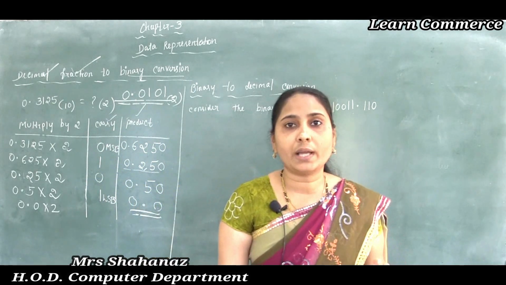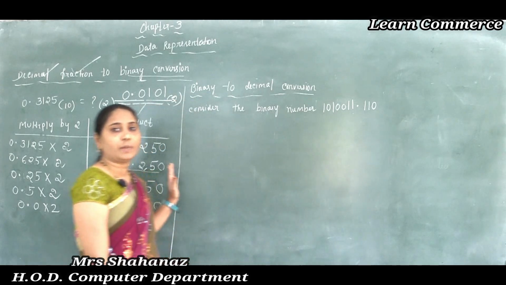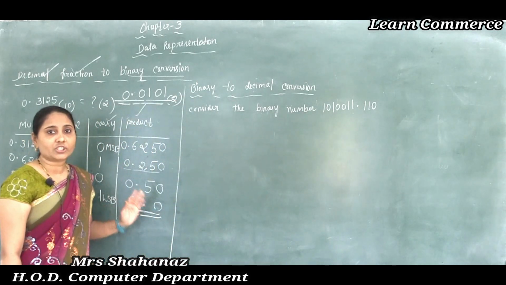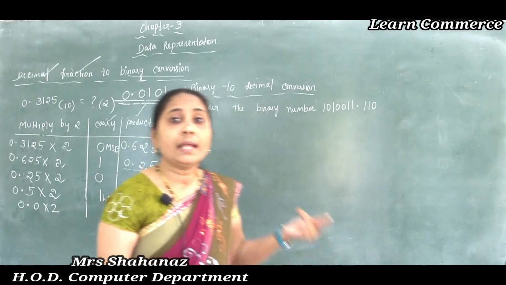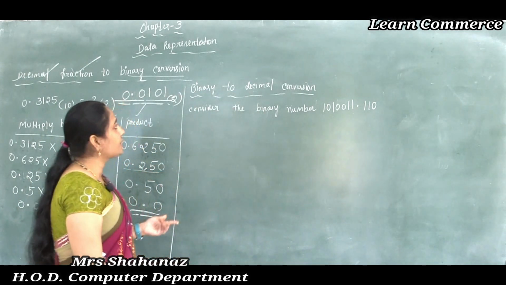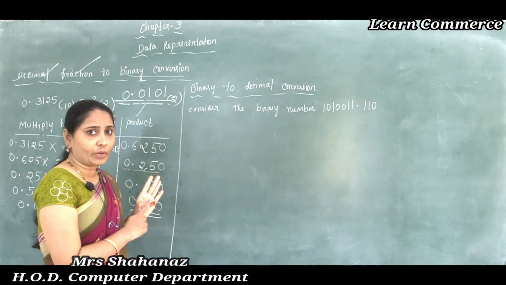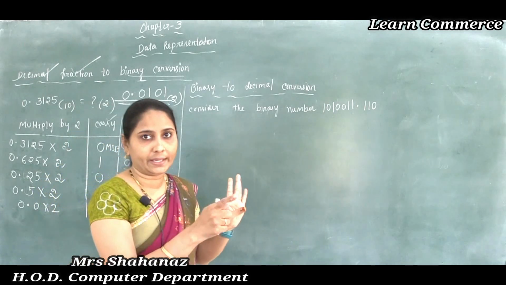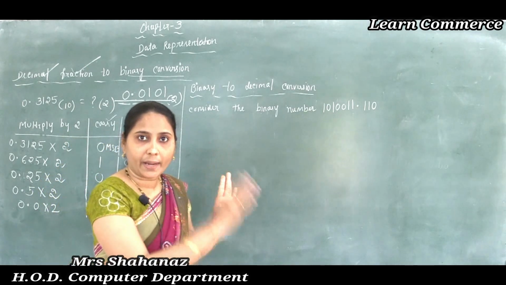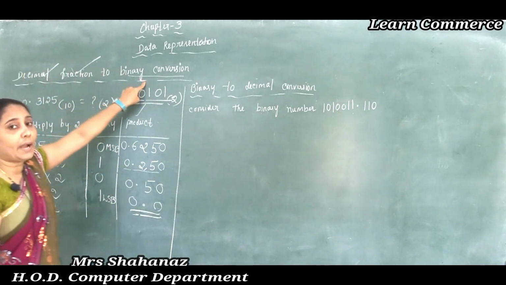Okay. So here we can say that just one problem is enough for the decimal fraction to binary conversion. Now we'll go for the next conversion. The topic is binary to decimal conversion. First, which conversion did we do? First we converted decimal to binary. Clear this one? Second conversion, decimal fraction to binary conversion.